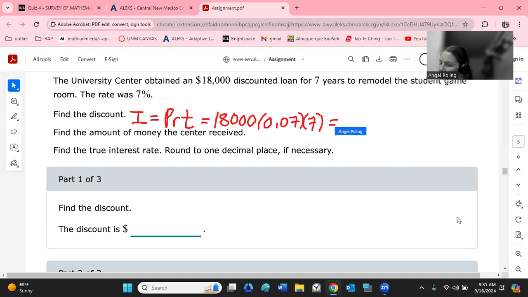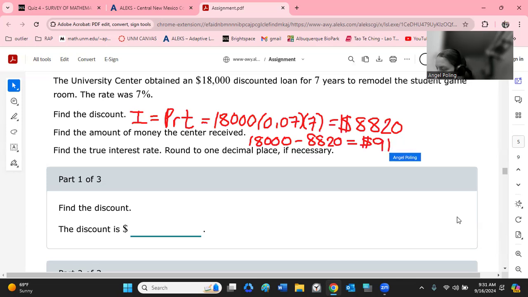When I stick this in the calculator, I get 8,820. And that's the discount. The discount's coming off of the loan amount. So the University Center is only actually going to receive $9,180. And then they want to know the true interest.